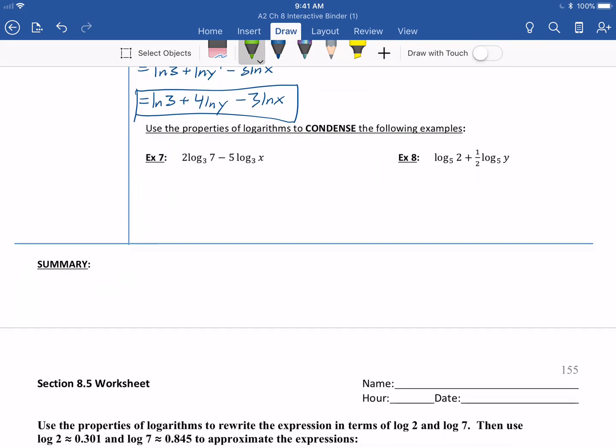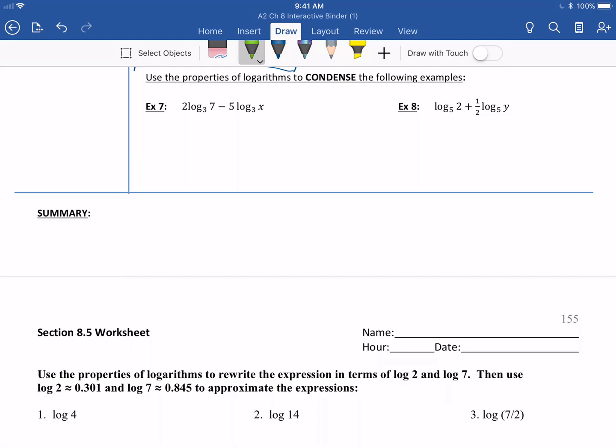All right, so condense. Here's the main thing for condense: only one log in your answer. So you can only have one log in your answer if you're condensing. First of all, in number 7 and number 8, you have to move whatever numbers are out in front. Those go back to the exponents. That's the first thing I always like to do. So that 2 goes back to an exponent. So this is log base 3 of 7 squared minus log base 3 of x to the 5th.